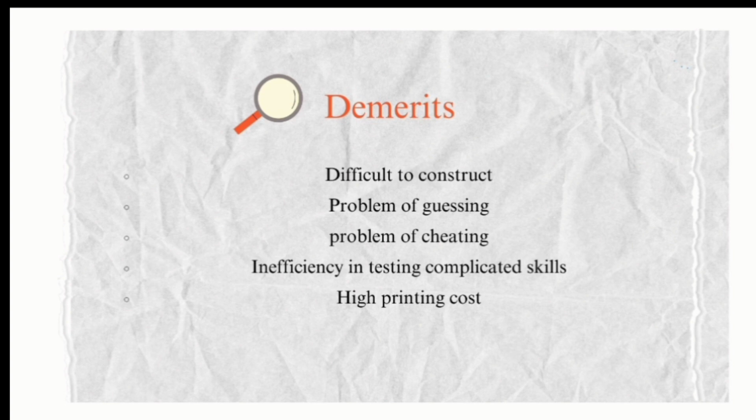Problem of cheating. Since the answer to an item is limited to a symbol, a letter or at the most a word, it will be easy to copy answers from other scripts. Then inefficiency in testing complicated skills. Objective type items may be used to evaluate all objectives, but complex skills which may involve the combination and coordination of a set of specific behaviors cannot be efficiently tested with such items. And the last one is high printing cost. Printing cost of an objective type test is considerably greater than that of an essay type test.